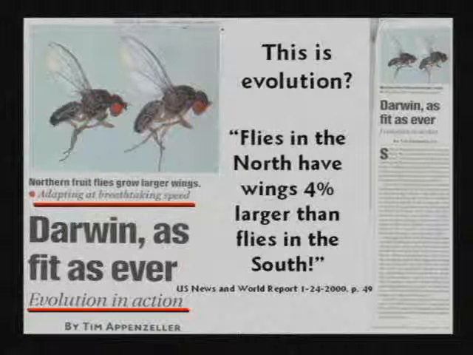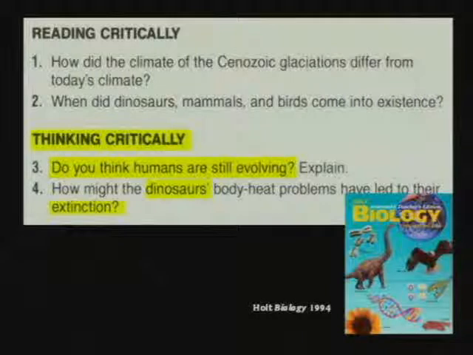This guy said, flies in the north have wings 4% larger than flies in the south, and that proves evolution. Darwin is as fit as ever. An adaptation at breathtaking speed. Wow, wings 4% larger. That's the evidence? Are they desperate or dumb or blind or what's the problem here? Then they tell the kids, we're going to learn to think critically.